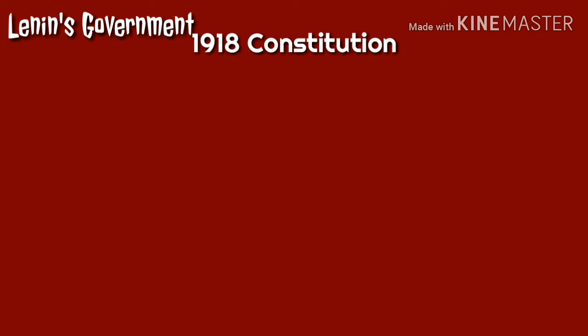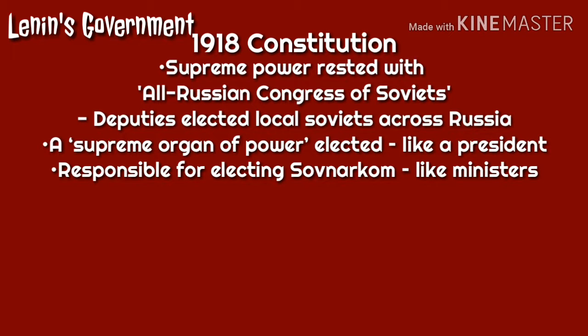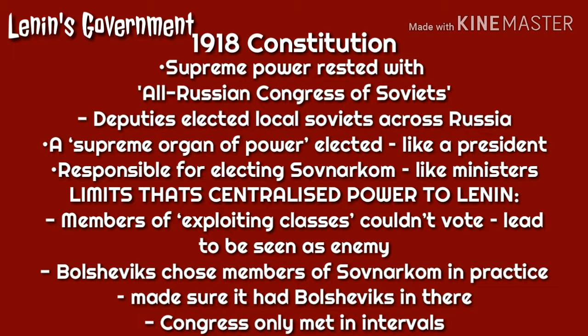The 1918 Constitution. Supreme power in Russia rested with the All-Russian Congress of Soviets. These were deputies elected by local Soviets across Russia. They had a supreme organ of power elected who acted like a president. They were responsible for electing the Sovnarkom, which was similar to ministers. However, it had many limitations that centralized political power to Lenin.